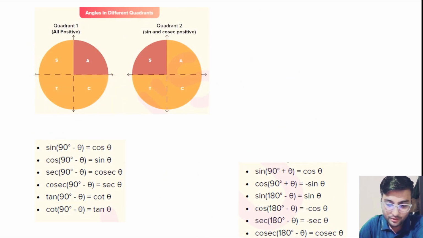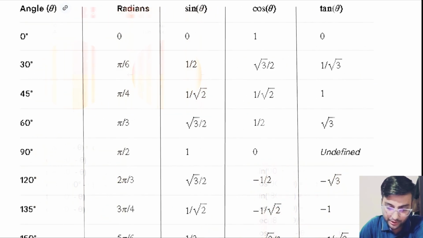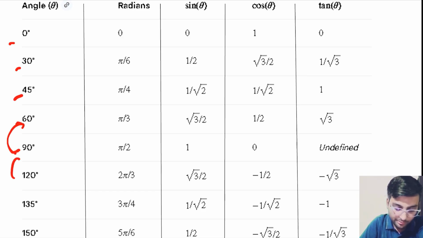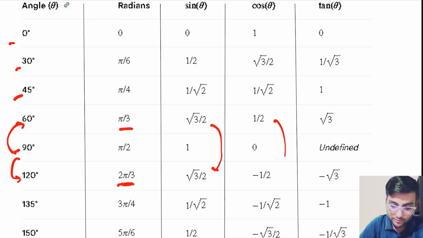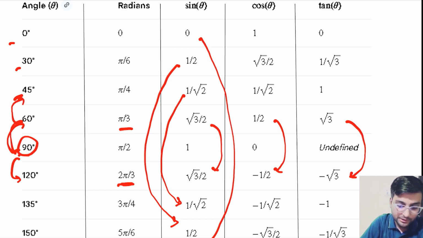Now when I am discussing the values of trigonometric functions till 180 degree, see this: 0, 30, 45, 60, 90. After 90, see this value and this value are repeated. This is 2 pi by 3 and this value is repeated. See here, these values are repeated. Clear to all of you? Here also, this value is repeated and this value is repeated. Whatever the values are after 90, the values of this side will be repeated, and the values of this side are also repeated.